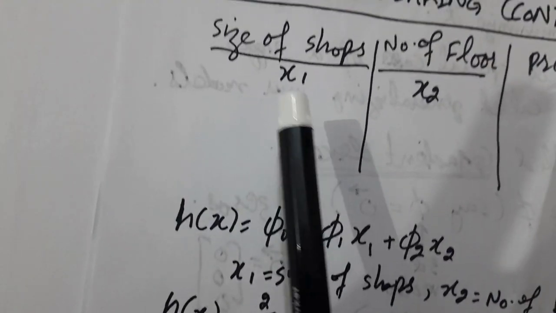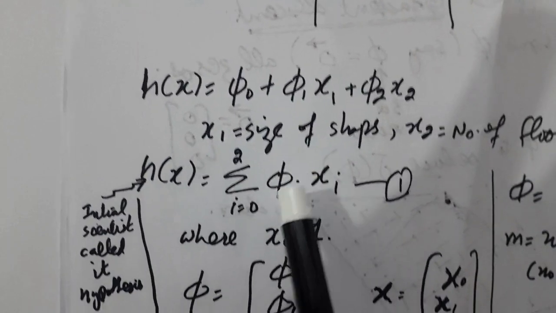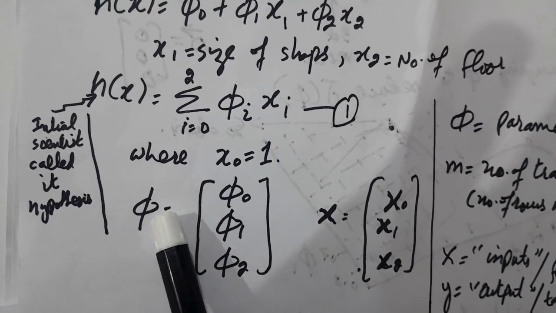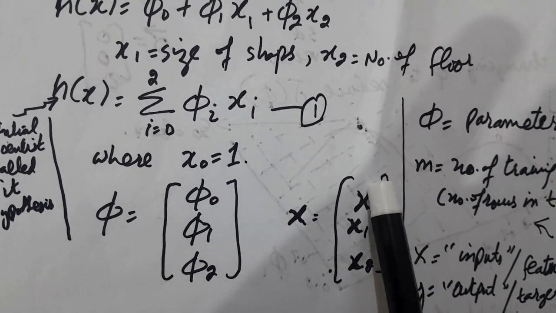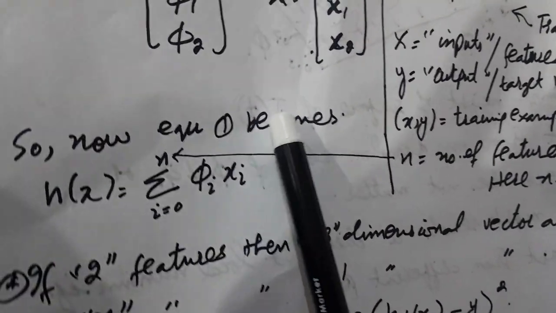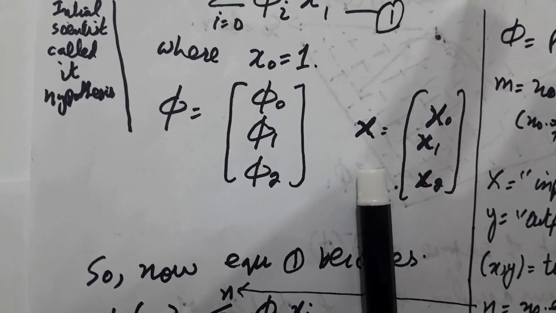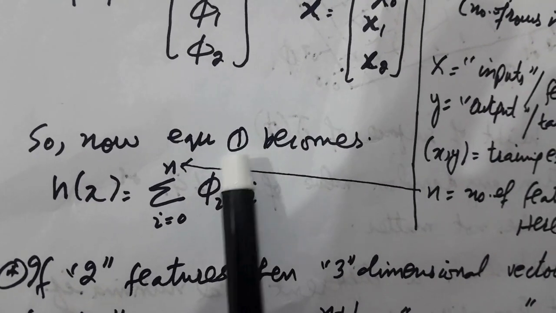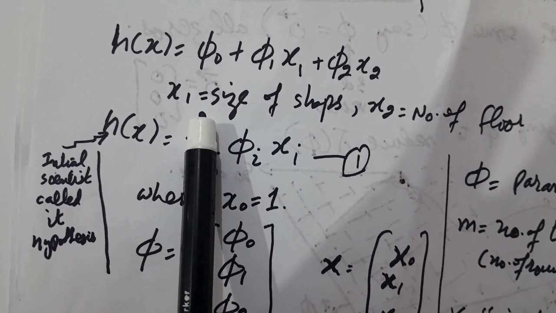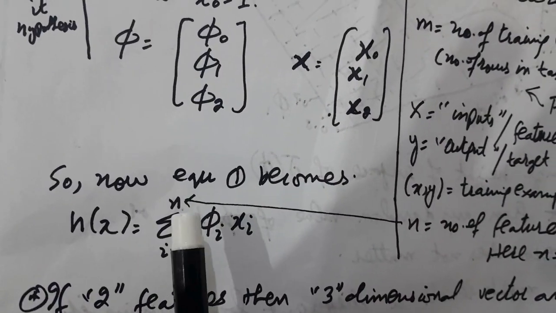Here, there are only two features, x1 and x2. So here n is equal to 2. Where x0 is equal to 1 to initiate the value, phi is equal to phi naught, phi 1, phi 2, x is equal to x naught, x 1 and x 2. So now equation 1 becomes, after putting these values, if we replace 2, as there are two features, or n is the number of features, we replace 2 in equation 1 with n.